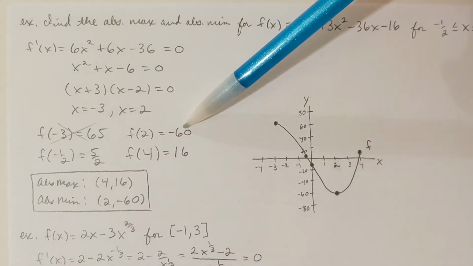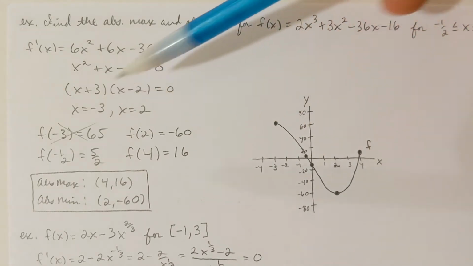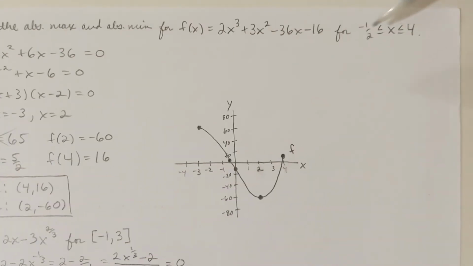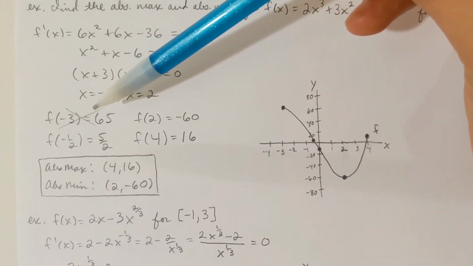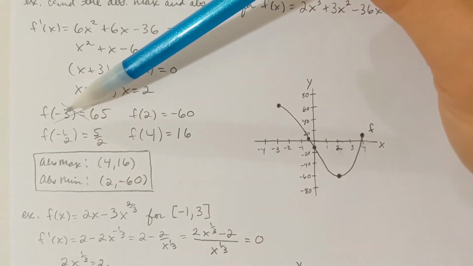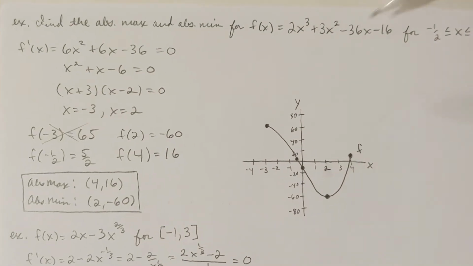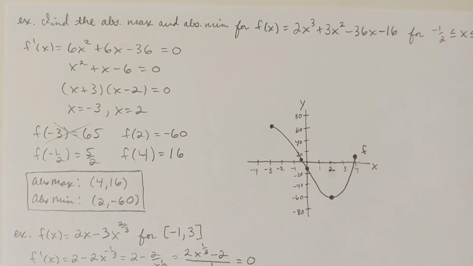Negative 60 was the smallest output. So that means I'm going to have an absolute min at the point (2, negative 60). Now notice that if I was not paying attention to my interval here, I would have had a wrong answer if I would have said the absolute max is located at negative 365. Some students will do that because they're not paying attention to the interval. So be sure that you're aware of the conditions on x.